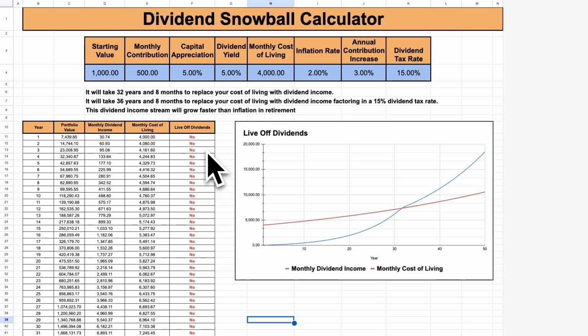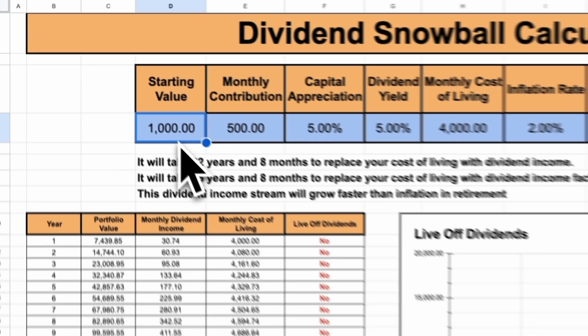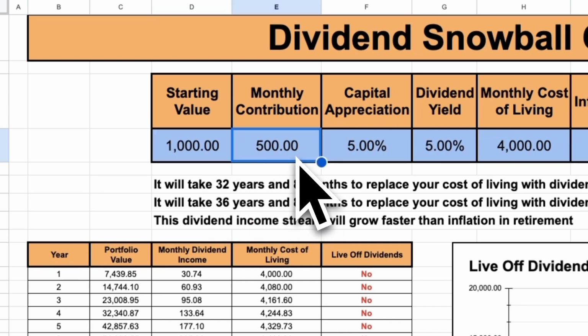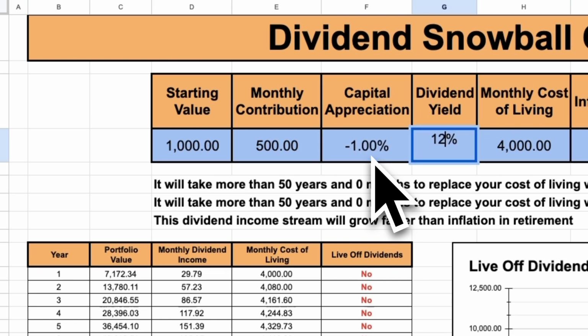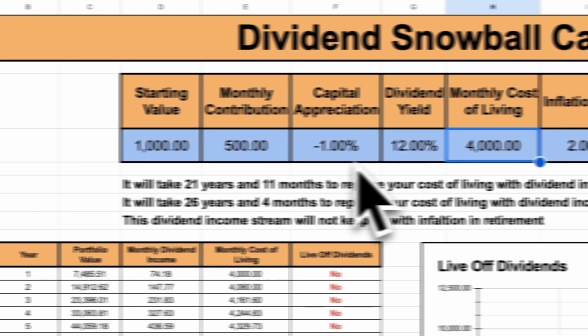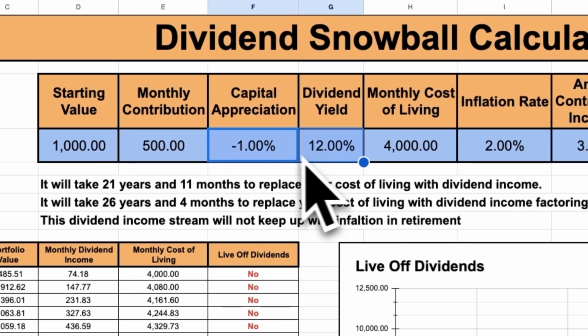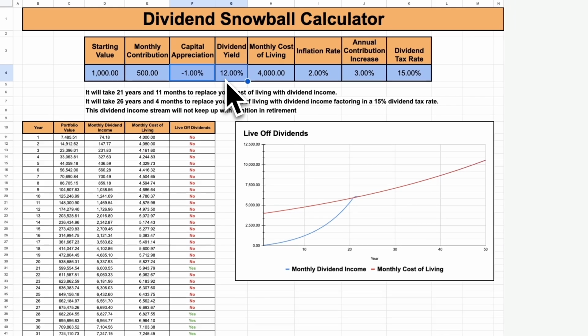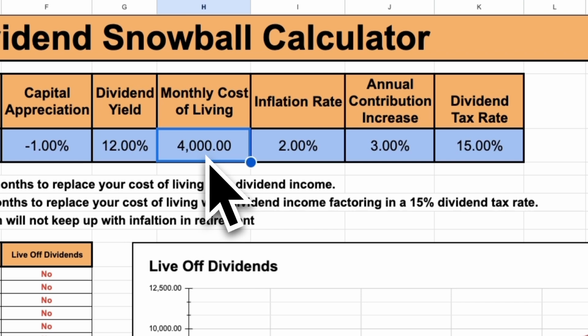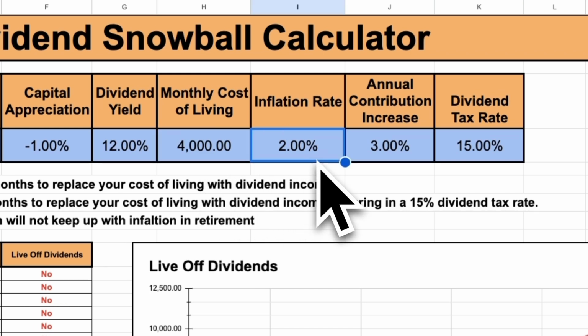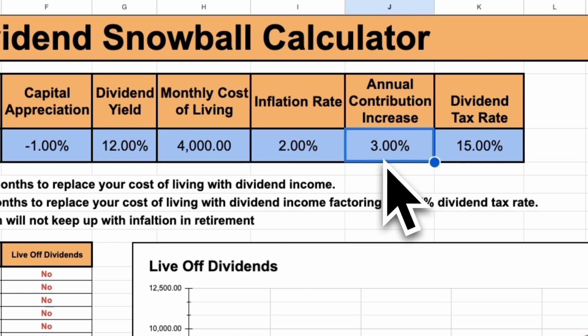Let's run a hypothetical dividend snowball for QYLD. Here are the assumptions. Our starting capital will be $1,000. Our monthly contribution will be $500. For the capital appreciation rate, we're going to use -1%. For the dividend yield, we're going to use 12%. The combination of the capital appreciation and the dividend yield gets us to that 11% CAGR QYLD has had since 2020. Our monthly cost of living will be $4,000, and we'll use 2% as our inflation rate. We're also going to assume that we can increase our annual contribution by 3% every year.